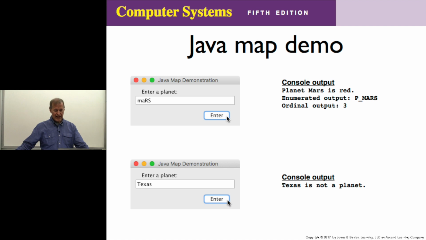And so not only does it echo a little phrase about the planet with the planet's name in the phrase, it also gives two pieces of information, an enumerated output and an ordinal output. Those are features of the Java enum type. So let's take a look at the code that does this.